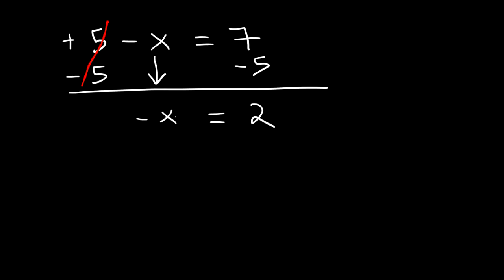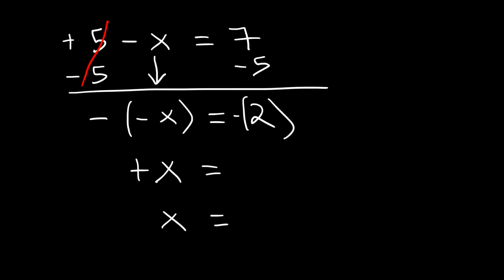Now, when you get into a situation like this, what you need to do is multiply both sides by a negative sign. 2 negatives will turn into a positive. So on the left, we have positive x, which is simply just x. And on the right, we have negative 2. So x is equal to negative 2.